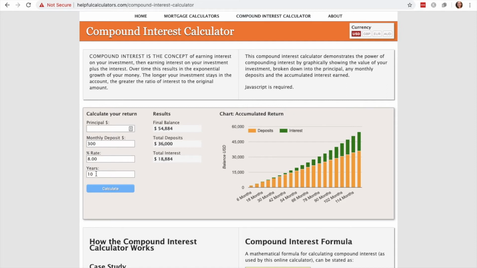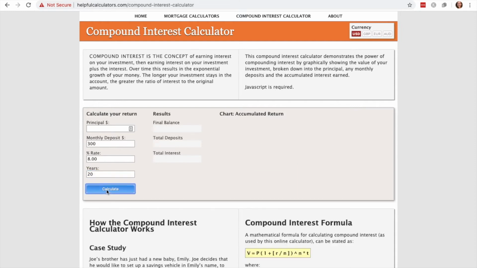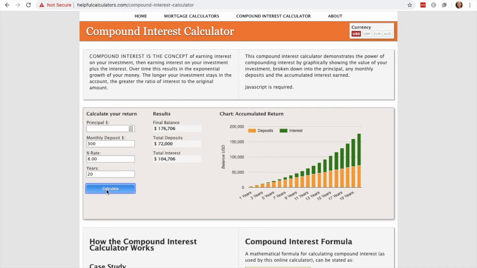Now let's say you are a 45-year-old and you plan on retiring in 20 years. So you have 20 years to invest $300 per month. Let's calculate this and take a look at the changes. Wow. Now our final balance is $176,000 and we have made $100,000 in free money. At this point, we have made more in our interest than we have deposited.